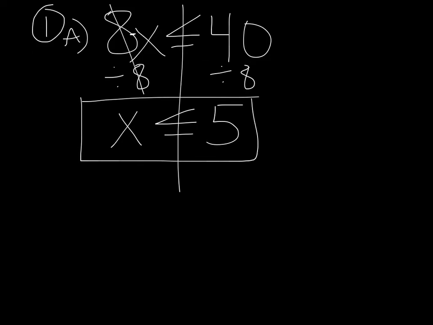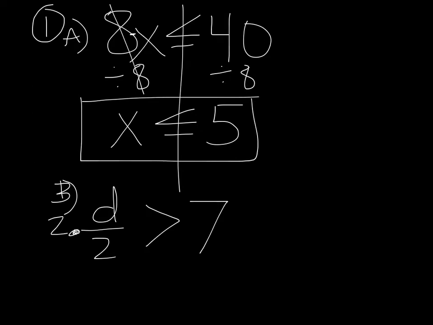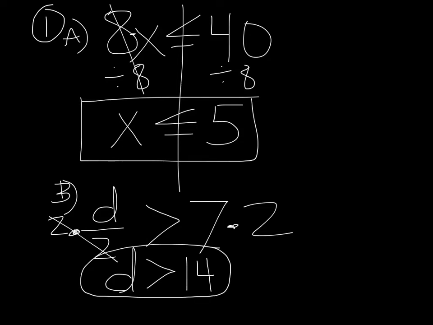Let's try letter B. It says D over 2 greater than 7. Since this is dividing by 2, the opposite of that is multiplying by 2. So D is greater than 14. All right, so those are pretty simple.